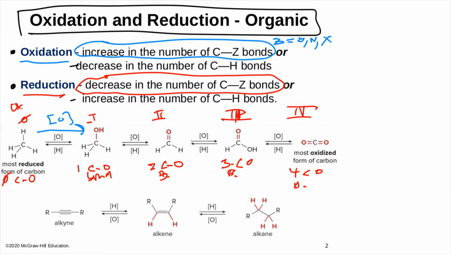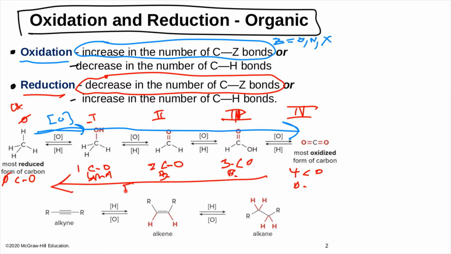All right. So if we are moving from fewer bonds to more bonds to electronegative atoms, we are oxidizing our carbon. If we move in reverse, obviously we're reducing the number of C-Z bonds. We are doing a reduction. And the way that a reduction is symbolized is by putting a hydrogen in brackets. Now, why do we put a hydrogen in brackets for reduction?